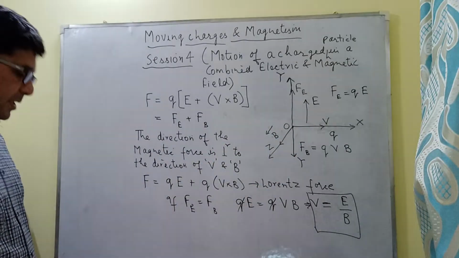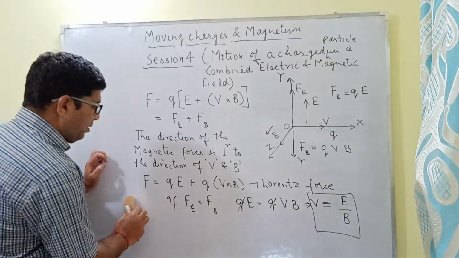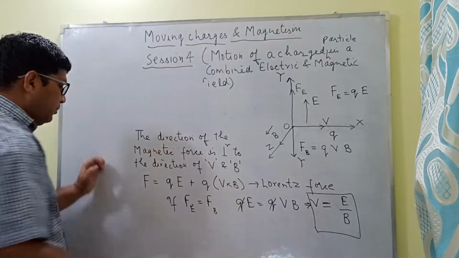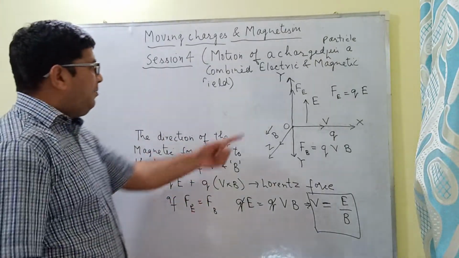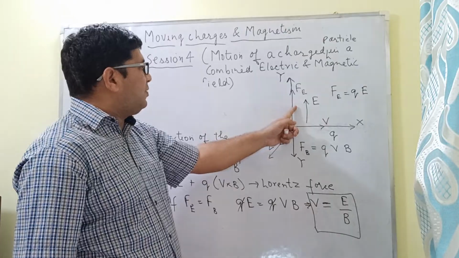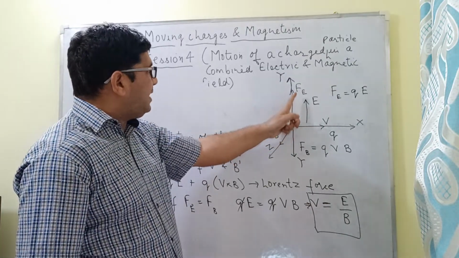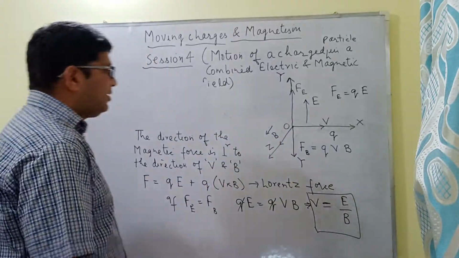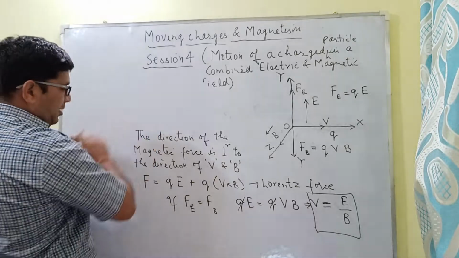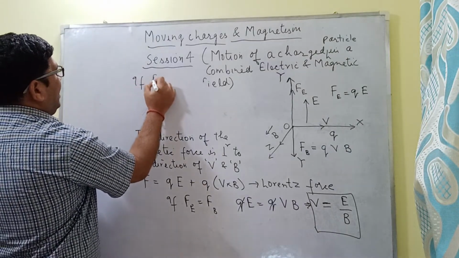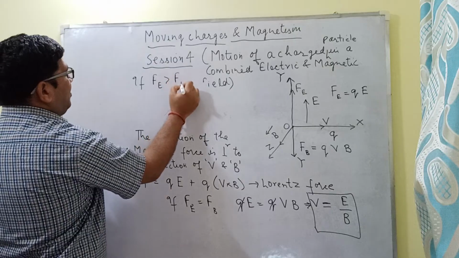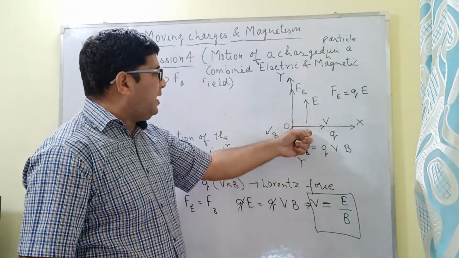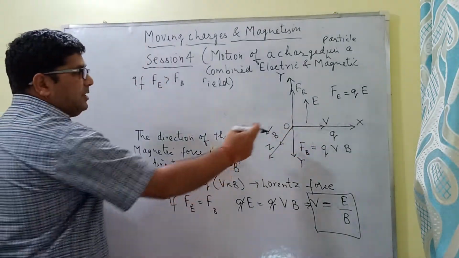ठीक है, ये तो पहला केस हो गया. सेकंड केस लेते हैं कि यहाँ पे एक Fe लग रहा है. The electrostatic force is acting in the positive y direction. The magnetic force is acting in the negative y direction. So if Fe is greater than Fb, so what will happen? This charge will be subjected to a net total force in the upward direction.